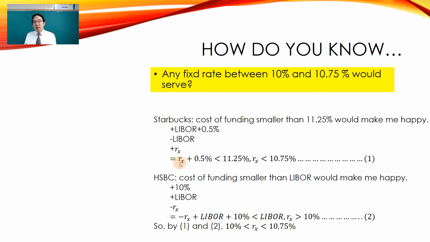And that tells us that RX has to be smaller than 10.75 percentage point. That's our first condition. Now, if you look at the same situation from HSBC's perspective, the cost of funding being smaller than LIBOR will make the CFO of HSBC happy. Yes, the banks also have CFOs, by the way. Anyway, if you look at the interest expense and income of HSBC, they have three components to net out over here, 1, 2, 3. What are those?